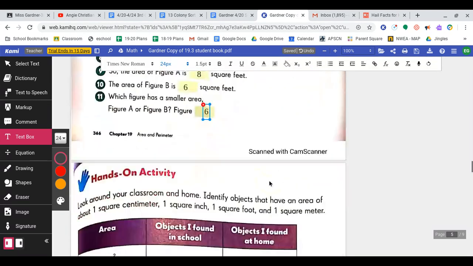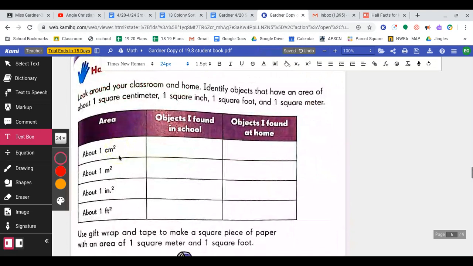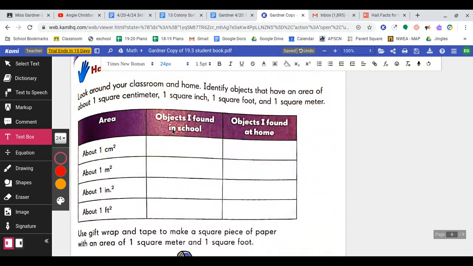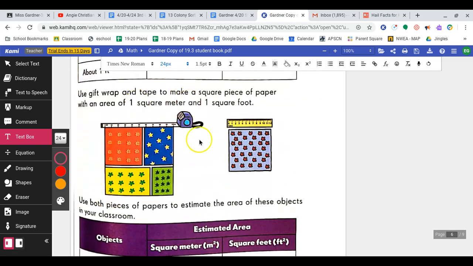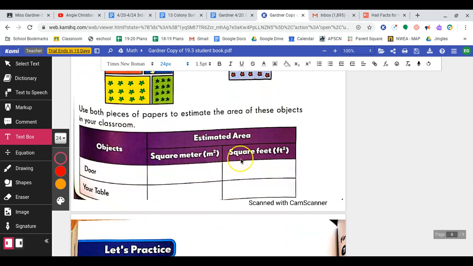Okay, that's all for the lesson. The hands-on activity, oh, actually, we have the let's practice as well. The hands-on activity is going to be using things that you find, not at school, obviously, but at home that might be about 1 centimeter squared. Think of the stamps and maybe like some Legos, and then 1 meter squared. They showed an example of a tabletop before, and then a square inch and square foot. Use gift wrap and tape to make a square piece of paper with those areas. So you can kind of estimate some different things that are about a square foot, square meter, inch, centimeter.